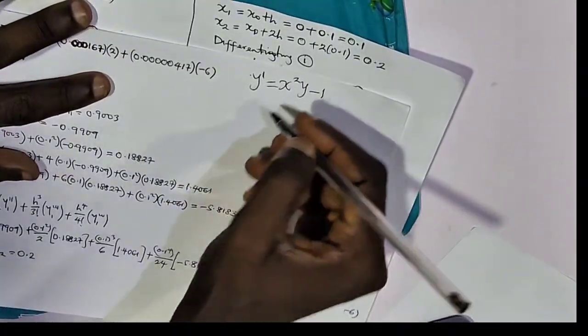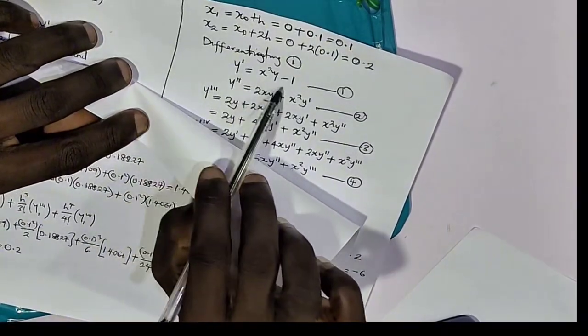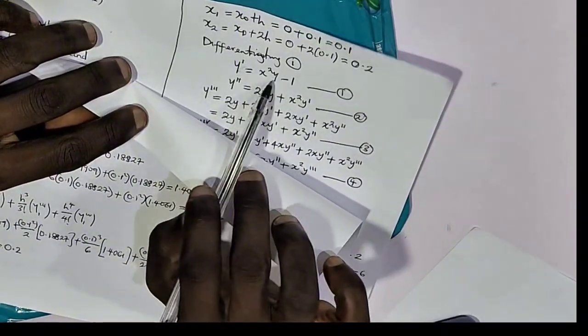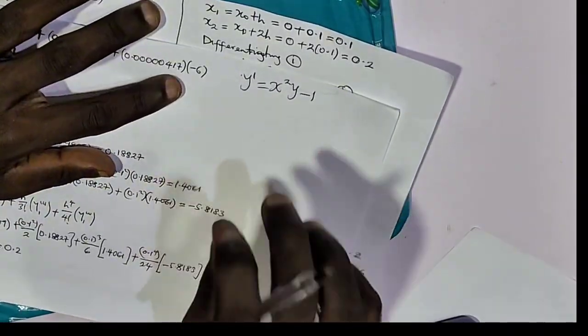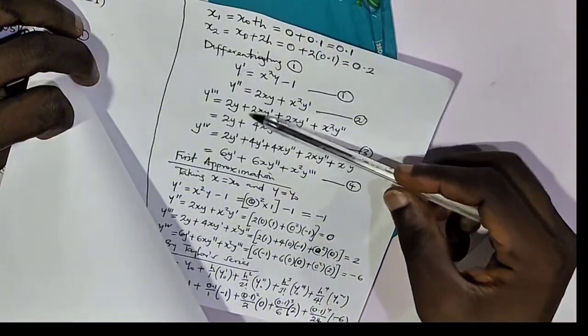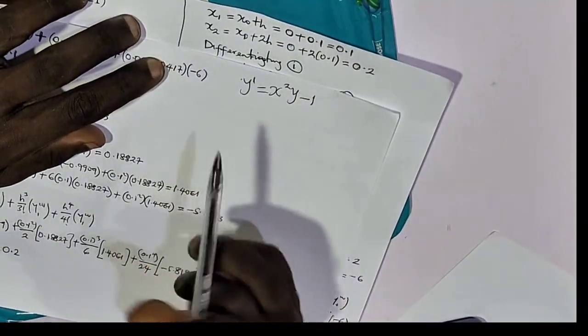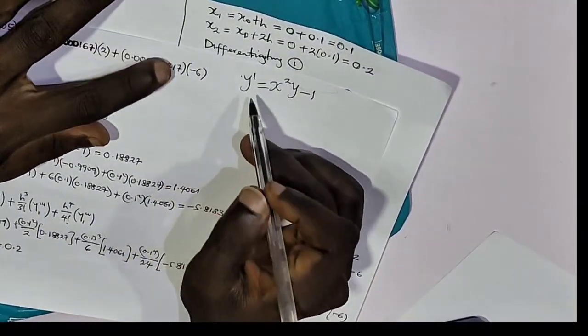All right, so you need to take note of something here. I've written my y prime to be equal to this. Now, I want to explain to you how this differentiation comes in place for better understanding. So, what is y prime?